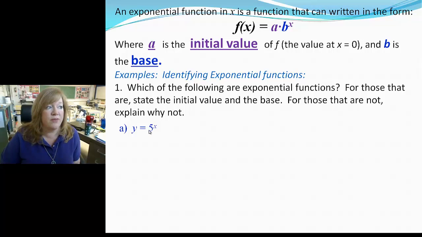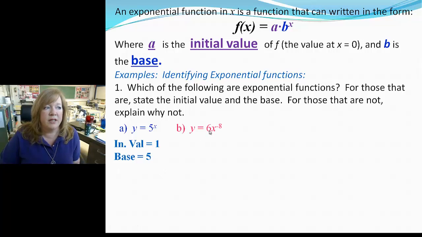So let's look at this first one, 5 to the x. We don't have something times 5 to the x, so our initial value is merely 1. If I put a 0 in for the x, I'd have 5 to the 0, which is 1. And the base, of course, is 5. That's what's being raised to the power. Let's look at this one.